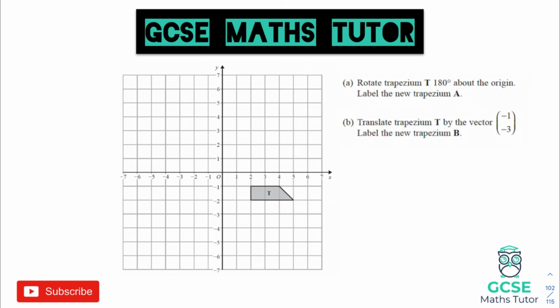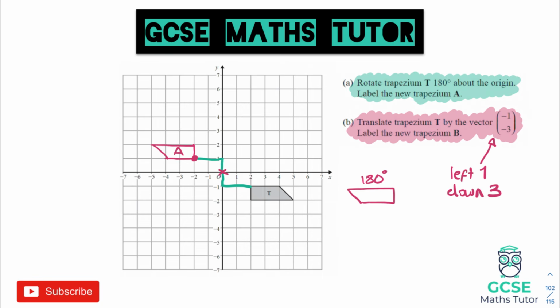With a translation, you will be given a vector. This one has asked us to rotate it first. So again, I'd be using tracing paper to do that. Stick your tracing paper over the top, spin it around and trace it in underneath. For the vector on this translation though, it said it wants us to move it -1, -3, which is 1 left and 3 down. So move one of the vertices and make sure you redraw it in from that vertex.